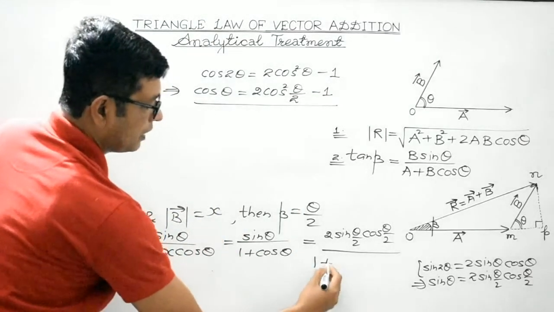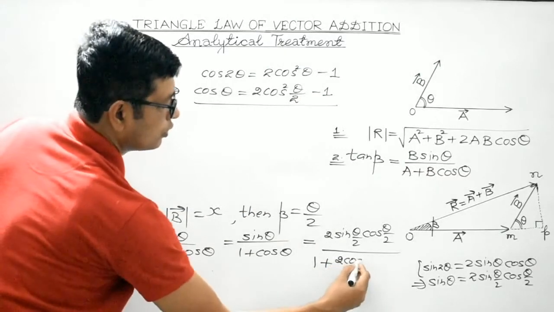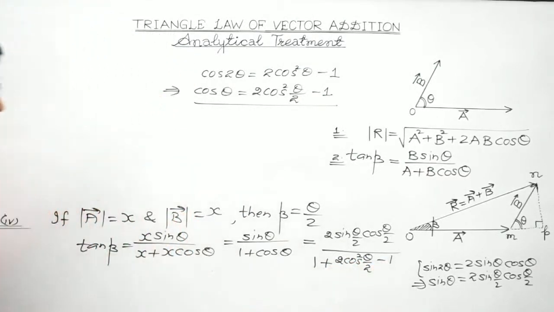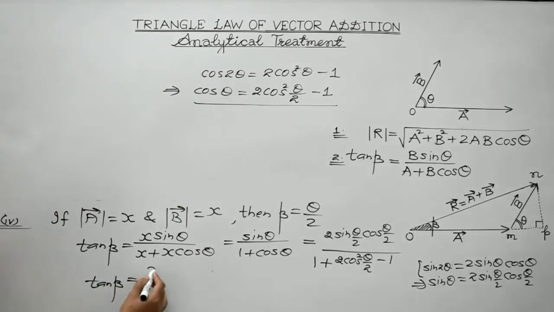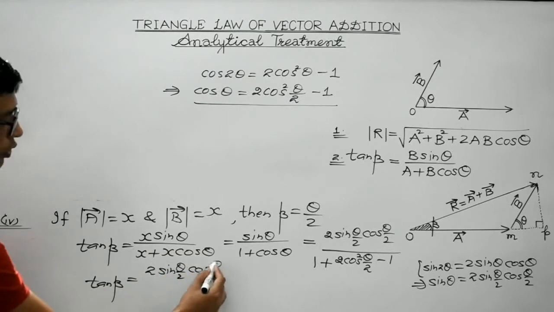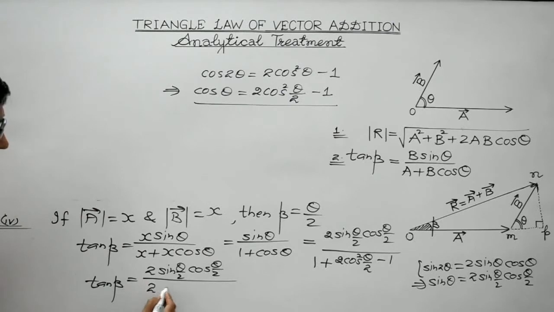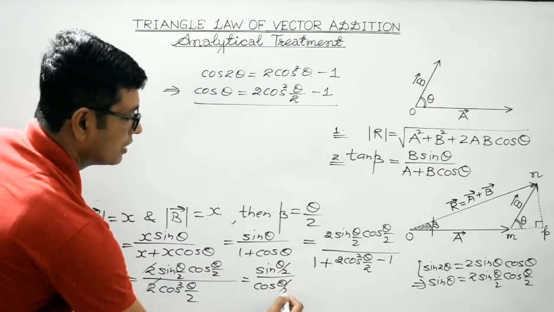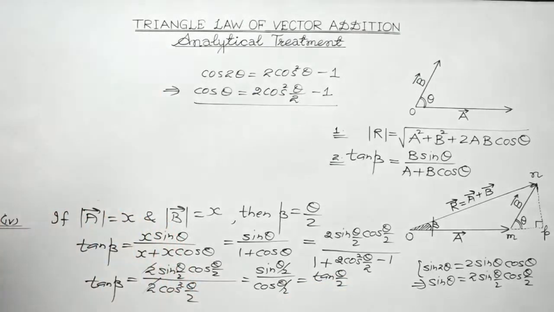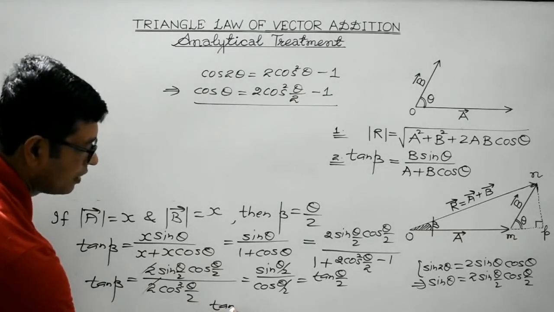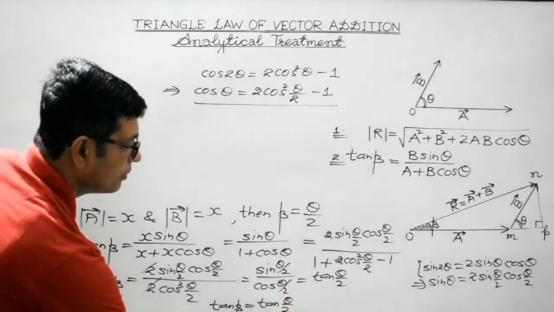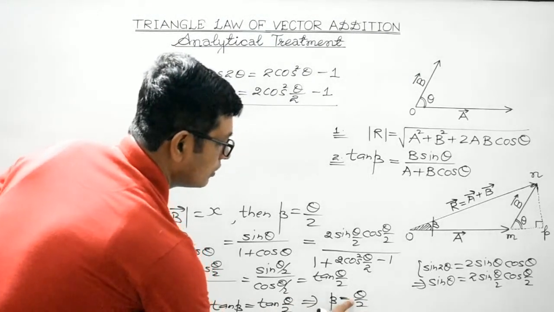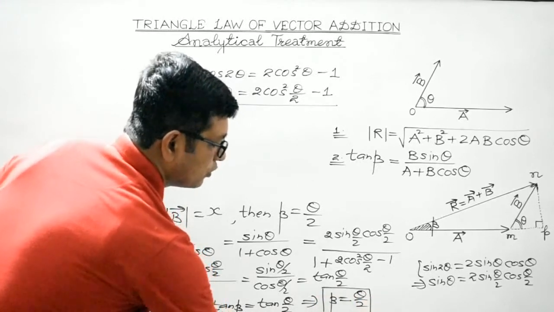Right? So what do you get? 1 plus, in place of cos theta, write this, 2 cos square theta by 2 minus 1. So we are left with tan beta is equal to twice sin theta by 2 cos theta by 2 divided by 1 minus 1 get cancelled, twice cos square theta by 2. 2 get cancelled, cos theta by 2 and 1 cos theta by 2 get cancelled. So we will be left with only sin theta by 2 divided by cos theta by 2, which is equal to tan theta by 2. So what we obtain is tan beta is equal to tan theta by 2, which implies that beta is equal to theta by 2. So this is what we have proved.